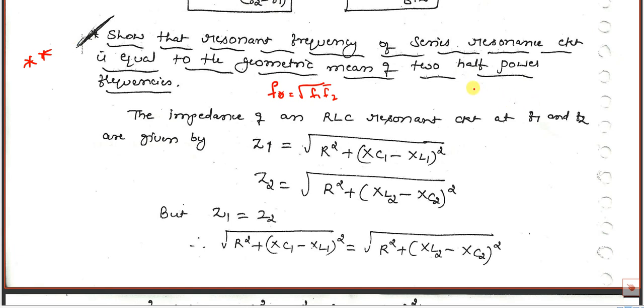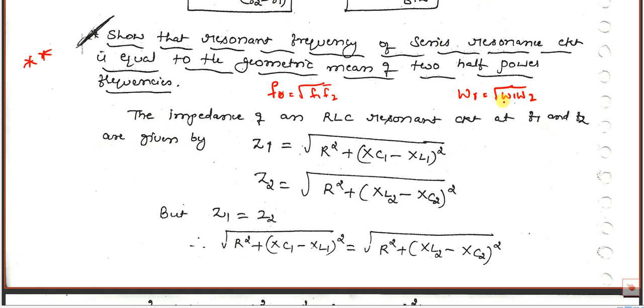Sometimes they will ask you to derive it like this also: show that omega r is equal to root of omega 1 into omega 2. For this, if you already know the formula of omega 1 and omega 2, you can finish within 2 steps. If you don't remember the values of omega 1 and omega 2, then you have to start from scratch. So I will show that easy method also at the end. You watch till the end.